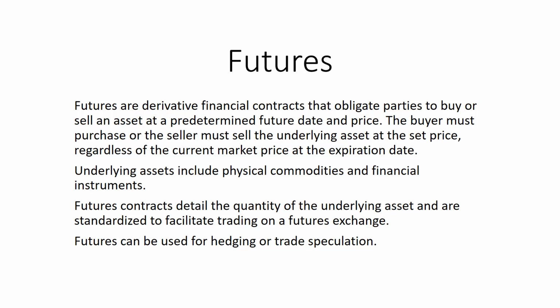Like if you trade, it is tradable on the secondary market. So if you feel like you want to exit the position in futures, you can buy or you can sell it off. Okay. So the futures contract details the quantity of the underlying asset and is standardized to facilitate trading on the futures exchange. Here the quantity is considered as the lot size. Here you will have to buy the futures in, suppose, 150 shares or 250 shares of TCS. You cannot buy one share or two shares. And this lot size is determined by the exchange. And these futures can be used for hedging and trade speculation.